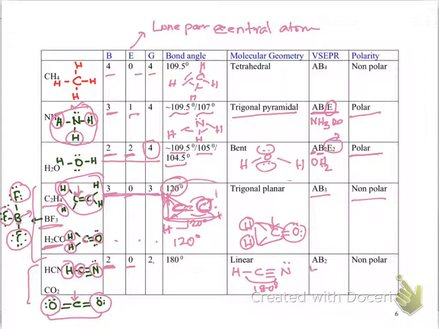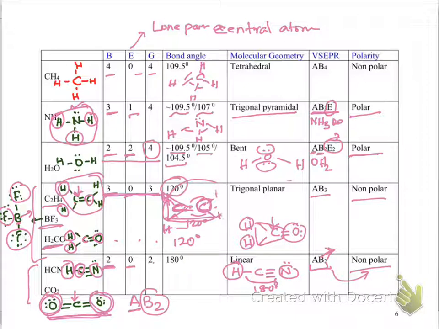Now, can I call this AB2? No. Why? Yes, it is bonded to 2 atoms, but they are not the same. One is hydrogen, another one is nitrogen. So if I cannot use this VSEPR formula, I cannot say anything about polarity. But look at carbon dioxide. Here, carbon dioxide, I can say it is AB2. A, one central atom bonded to 2 atoms. So it is AB2, then it is nonpolar.